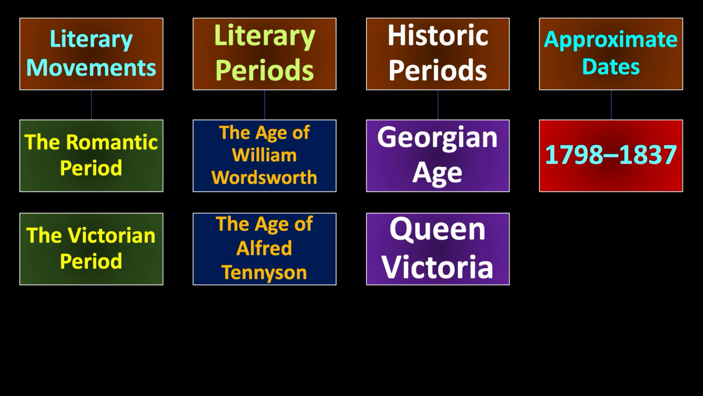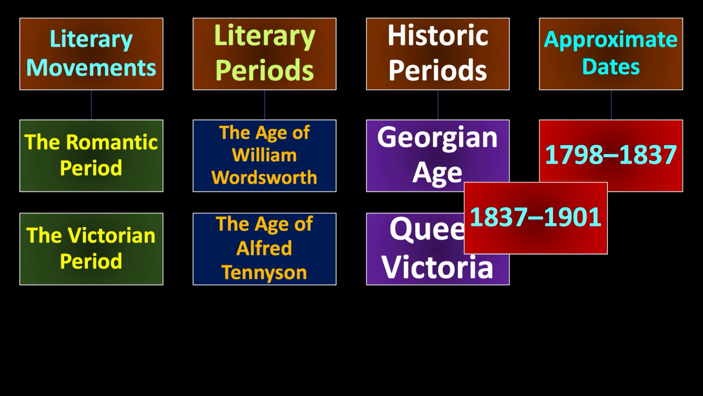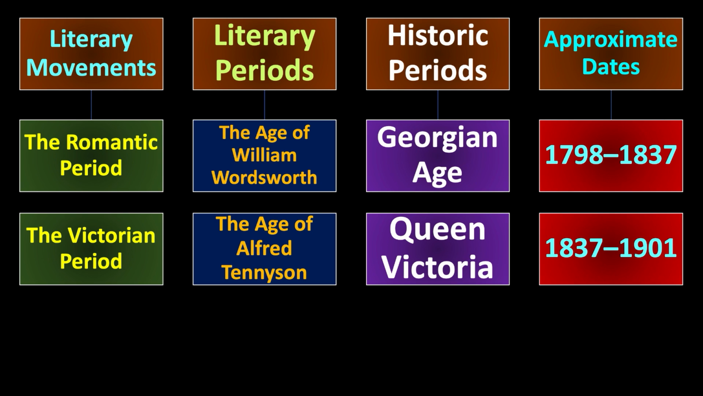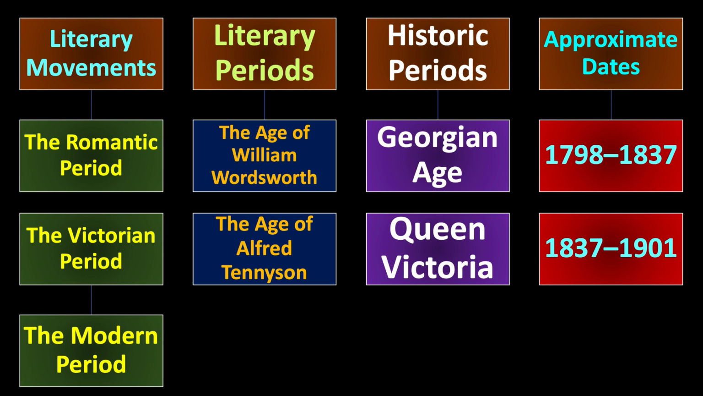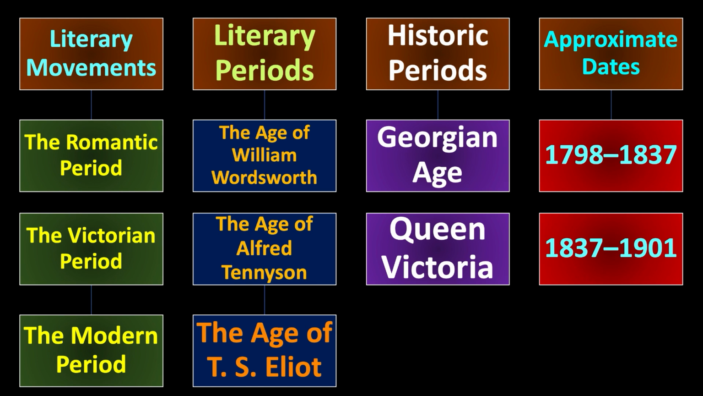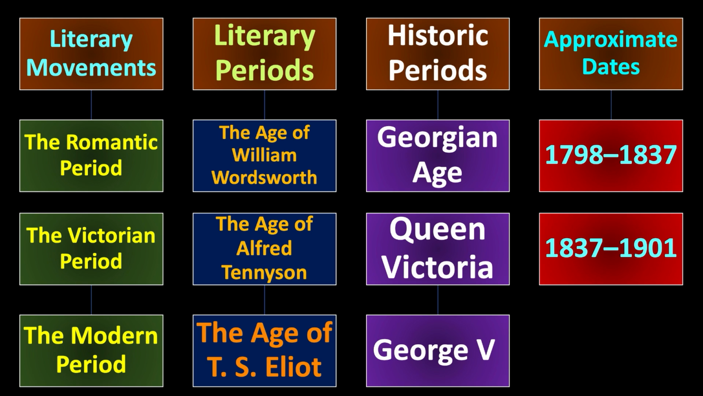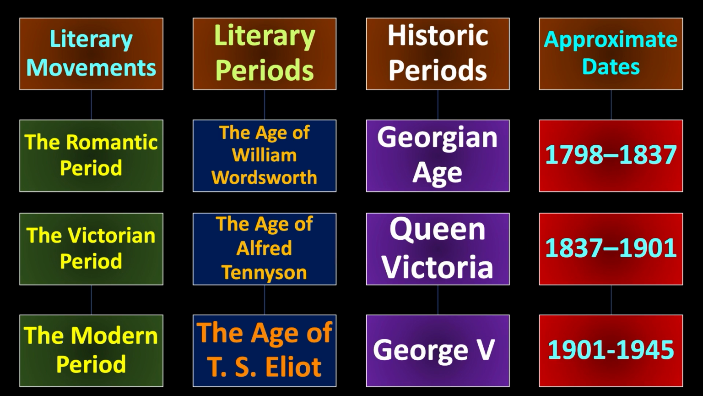Then we have the Victorian period, and this age is represented in literature and known as the Age of Alfred Tennyson, and the historic period is Queen Victoria, and the approximate date is from 1837 to 1901. Now we have thereafter the Modern period, and this age in literature is represented by T.S. Eliot, and that's why we call it the Age of T.S. Eliot. The historic period is George V, and the approximate date is from 1901 to 1945.